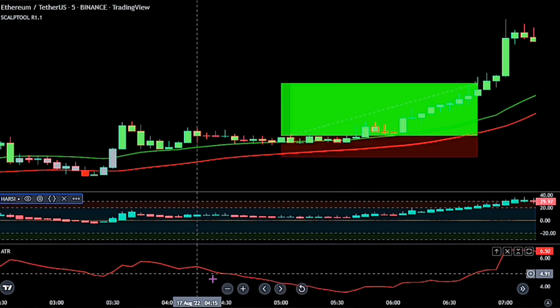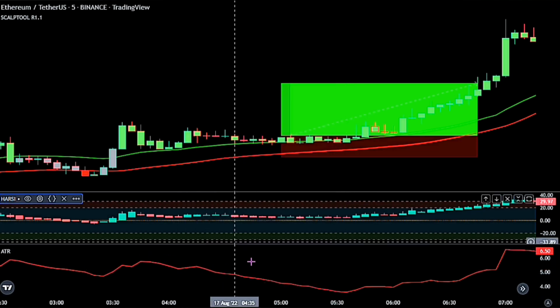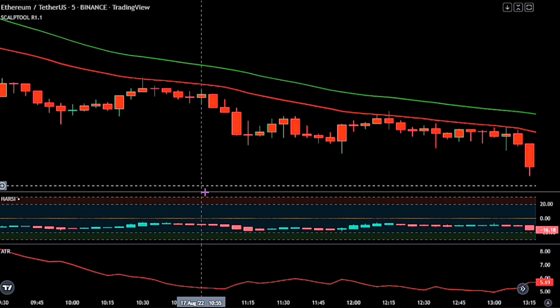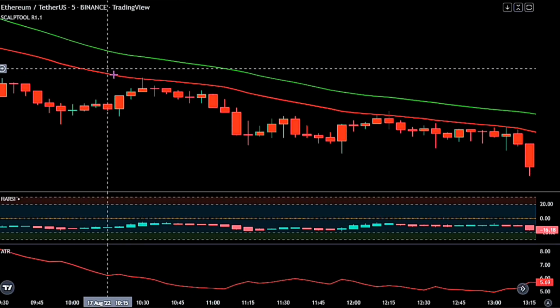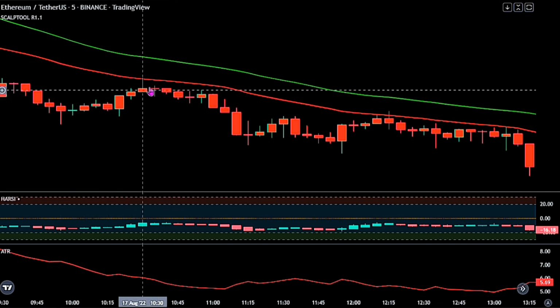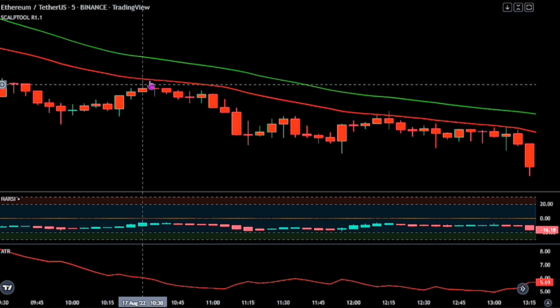And for the ATR, we did not adjust the settings as we are using it at its default settings. Now let's move on. For the sell trade to be valid, we need to have the price below the moving average, and the candlestick has to be colored in red. We would then wait for a pullback on price action towards the moving average.